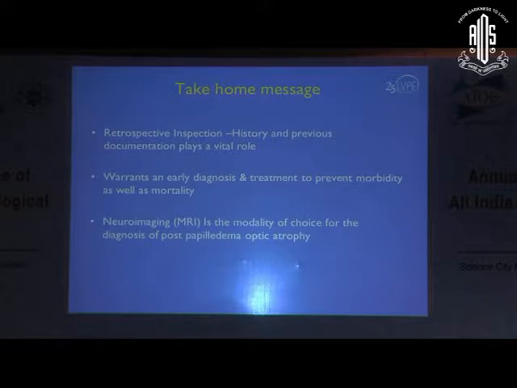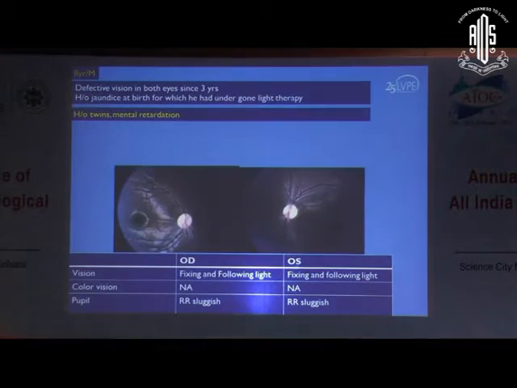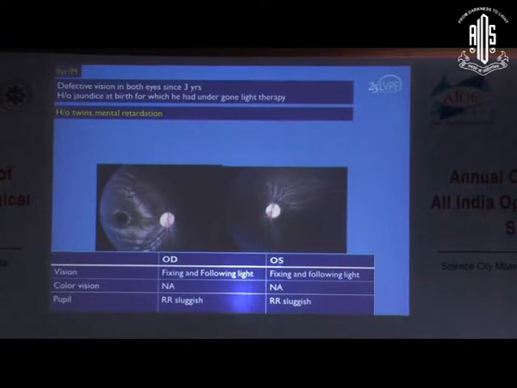So now coming to this group, which is very important, most of the time it can be missed, being usually present in children. The first case: an 8-year-old child, defective vision in both eyes since the last 3 years. There was a history of jaundice at birth, for which he had undergone light therapy. But the important, clinching history is that there was a history of twins with some mental handicap.